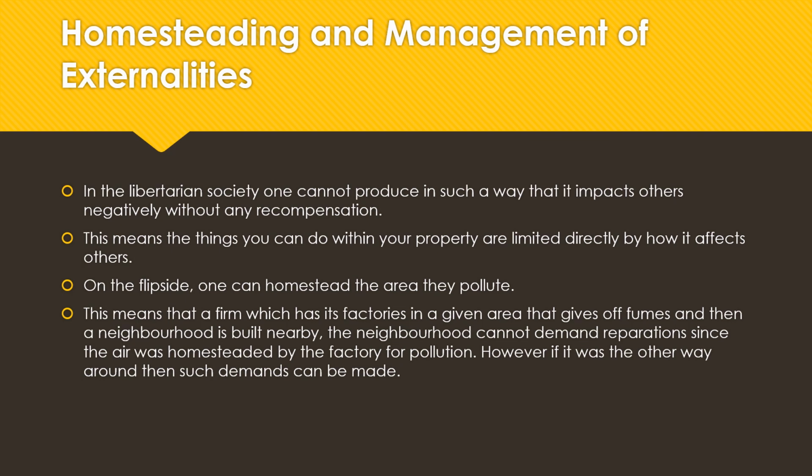On the flip side, one can homestead an area that they pollute. This means that if a firm has a factory nearby which gives off fumes, and then a neighborhood is built nearby, or some people build their homes nearby, they cannot demand reparations from the factory because it's polluting, since the factory was there first and it homesteaded the air where it was giving off fumes. However, if the situation was the other way around, right, there was a neighborhood there first and then a factory got built, such demands could be made.